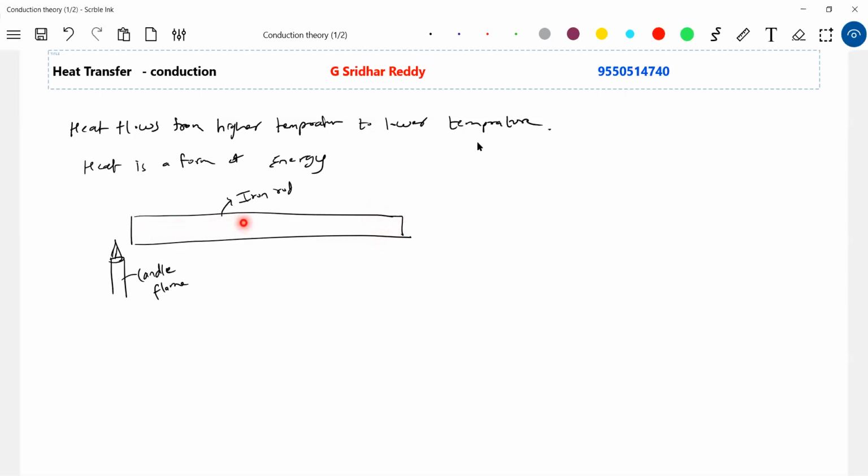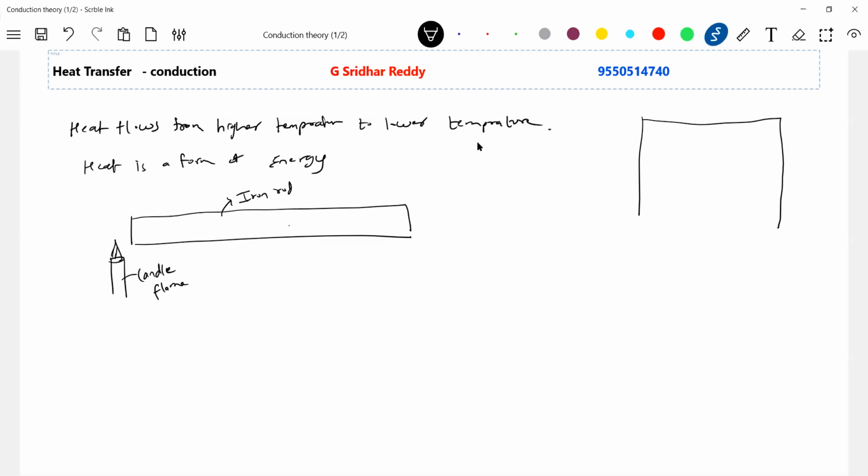In fact, the heat will flow. So who is responsible for the heat flow? The material inside the rod is responsible for the flow of heat. So what does a conductor usually contain? If you go for a basic idea of a conductor, what must it have? This is a very basic thing to remember.